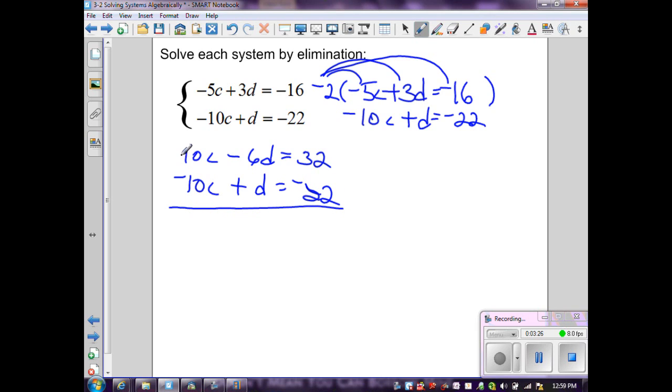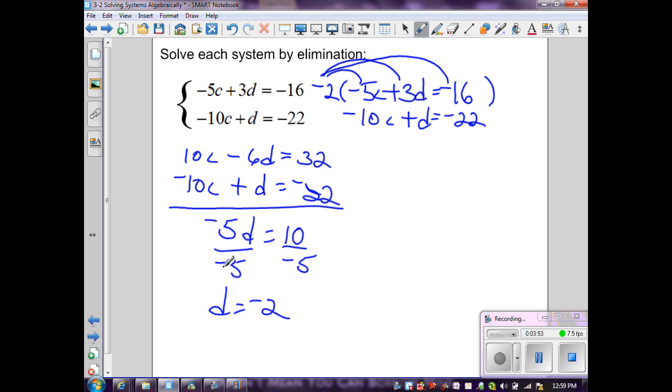Now, I have my c's that have opposite coefficients. So I'll just add these two equations. That's going to give me a negative 5d equals 10. Divide both sides by a negative 5, and d will equal a negative 2.